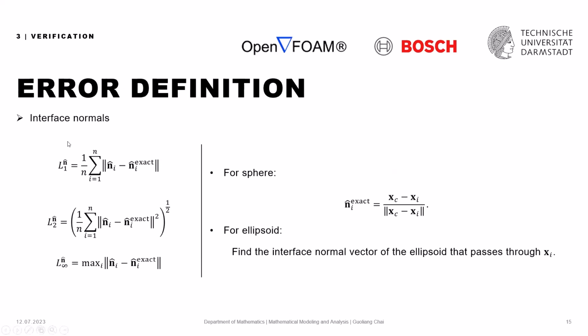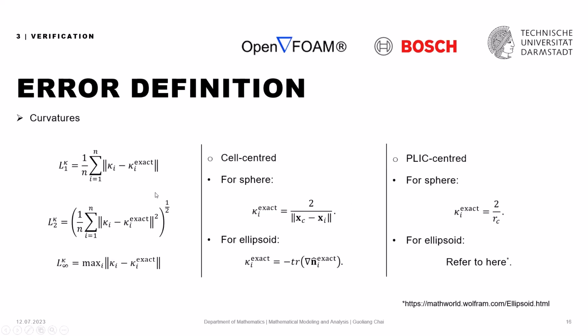Yeah. And we have some error definitions. So we compare the interfacial normals because we calculate the curvature from the normals. So we define the L1, L2, and the L infinity norms. And for sphere, the normals are easy to calculate. You only need the cell center's position vector and the sphere center. But for ellipsoid, it's a little bit difficult. So you need to find the interface normal vector of the ellipsoid that passes through xi. So that's for normals.